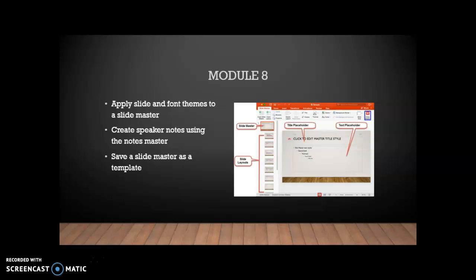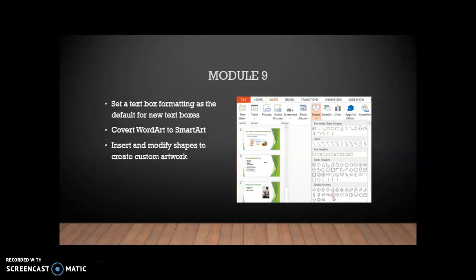So basically we learned what a slide master was, and the slide master is what we can see on the right. Now what we saw in module 9, how to set the text box formatting as the default for new text boxes. So when you create the perfect text box, you can now save it as default, and it will be used as the first text box every time you create a new one. Then we learned how to convert WordArt to SmartArt, and how to insert and modify shapes to create custom artwork. So basically we can do our own art, like we did in module 9. We created a little boat.